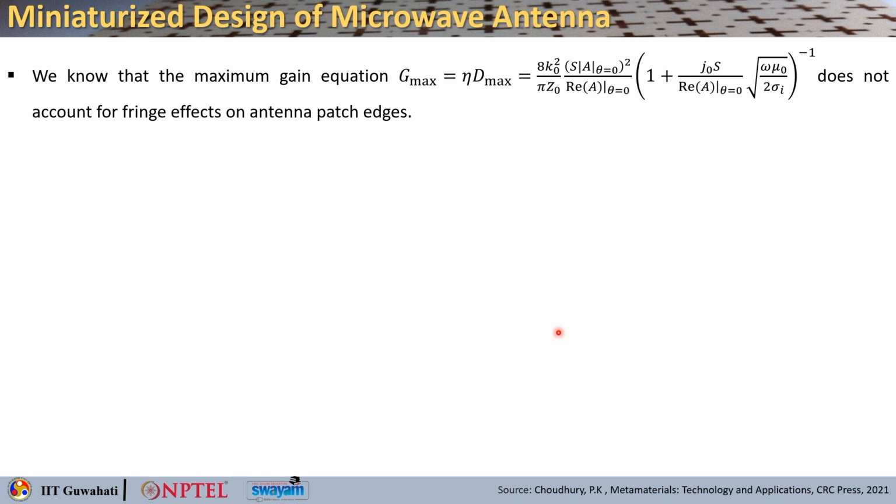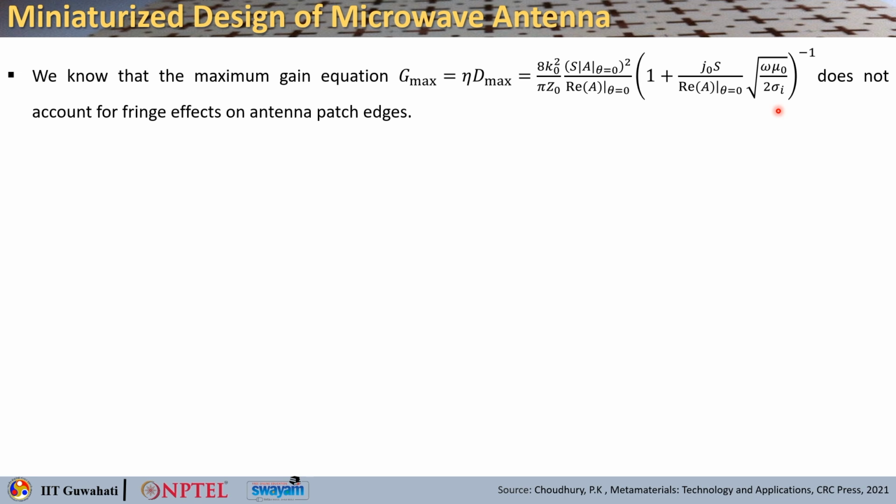So, from the previous lecture we got to know the maximum gain equation was G max given as eta D max, which is equal to 8 k naught square by pi z naught s, and then you have modulus of a at theta equals 0 degree whole square divided by real of a again evaluated at theta equals 0 degree, times the eta value, which was 1 over 1 plus j naught s divided by real of a evaluated at theta equals 0 degree times square root of omega mu naught divided by 2 sigma I, right.